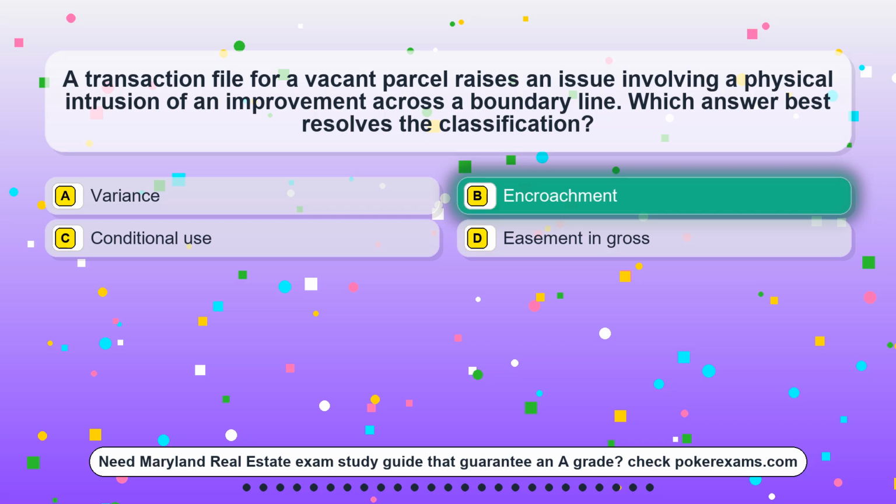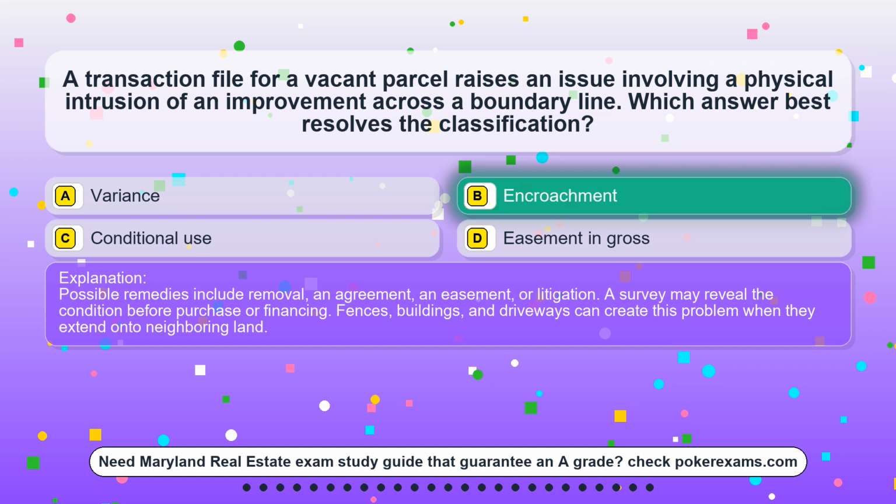The correct answer is option B. Encroachment. Possible remedies include removal, an agreement, an easement, or litigation. A survey may reveal the condition before purchase or financing. Fences, buildings, and driveways can create this problem when they extend onto neighboring land.